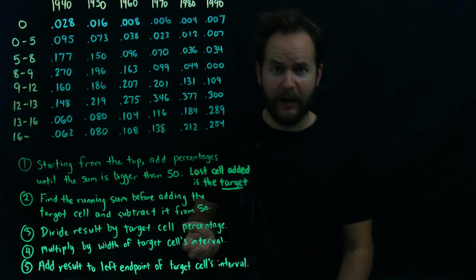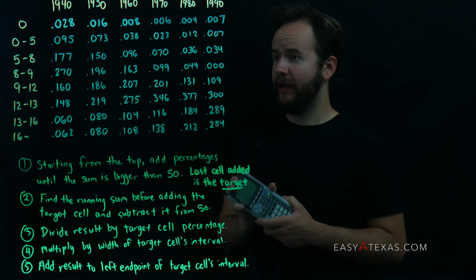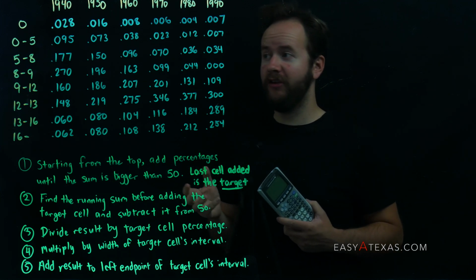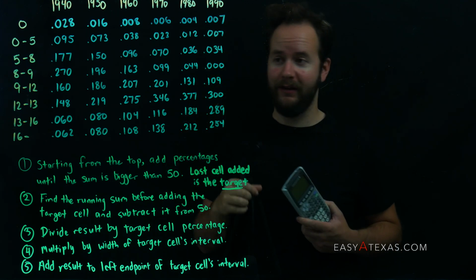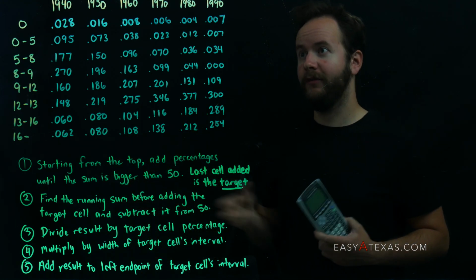Before attempting this problem, I recommend grabbing a calculator. We've got a bunch of numbers here, and the calculator is going to make things a lot simpler. Okay, so we want to find the median educational attainment for the decade of 1990, and the way we're going to do that is following the 5 steps here, which tell us how to find the median of a relative frequency distribution.